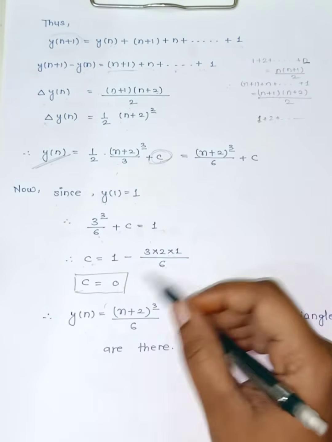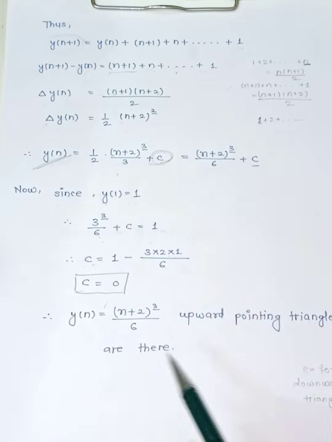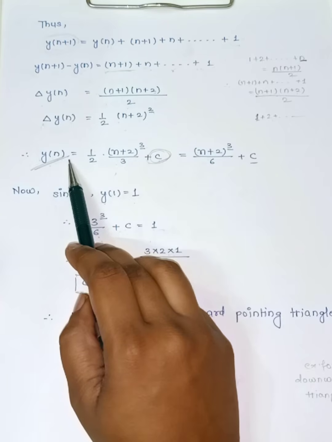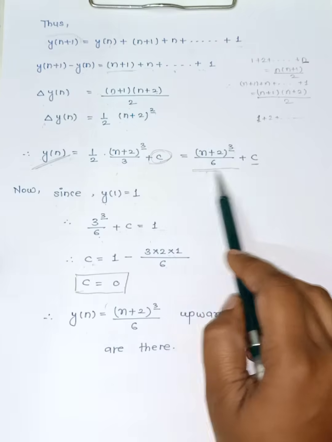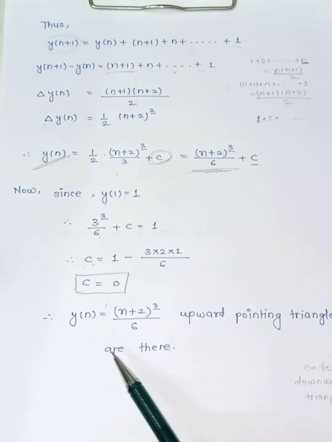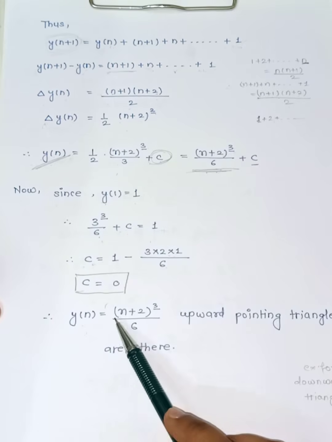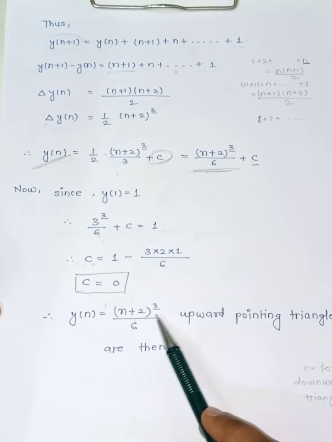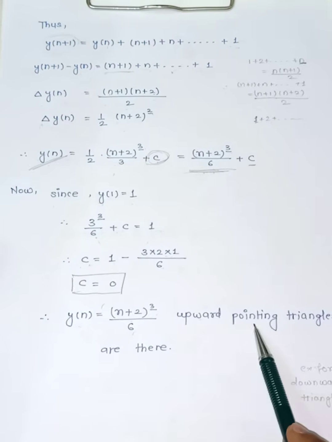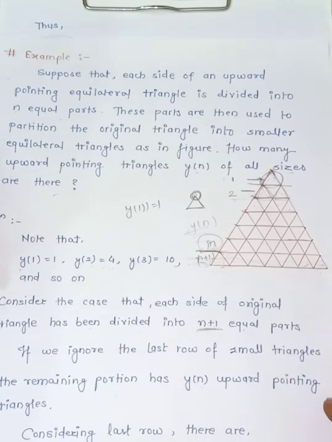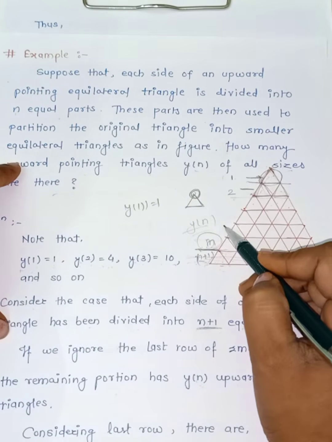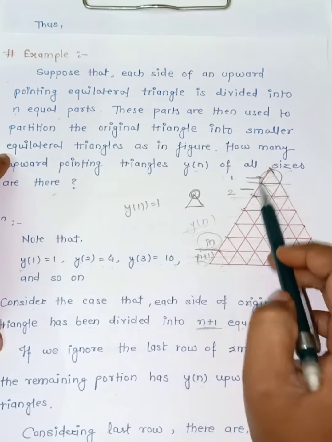If we put c equals 0 here, we get the value of y of n as (n plus 2) to the falling 3 by 6, and these are the number of upward pointing triangles here. Therefore y of n equals (n plus 2) to the falling 3 by 6 are the upward pointing triangles. So this was the equilateral triangles which are pointing upward.